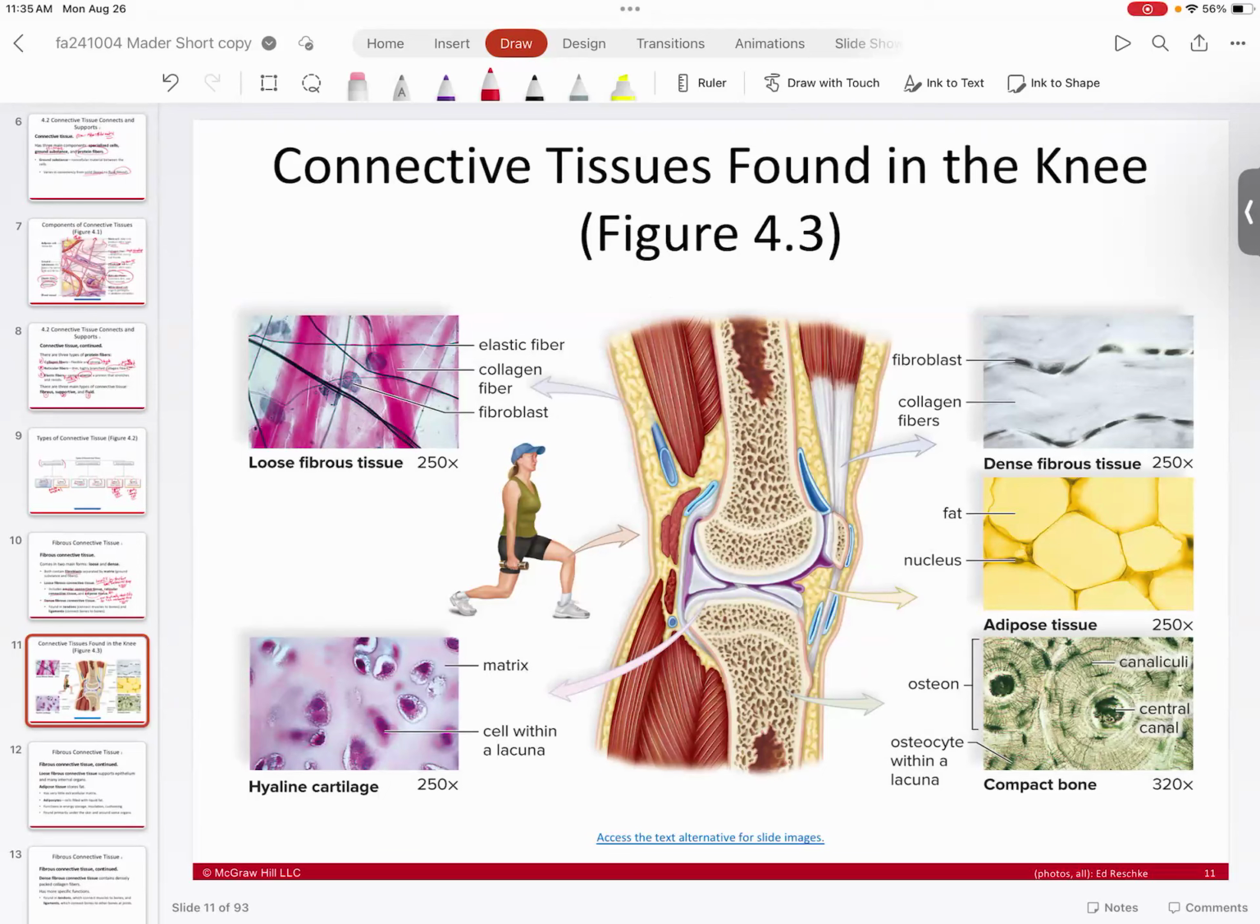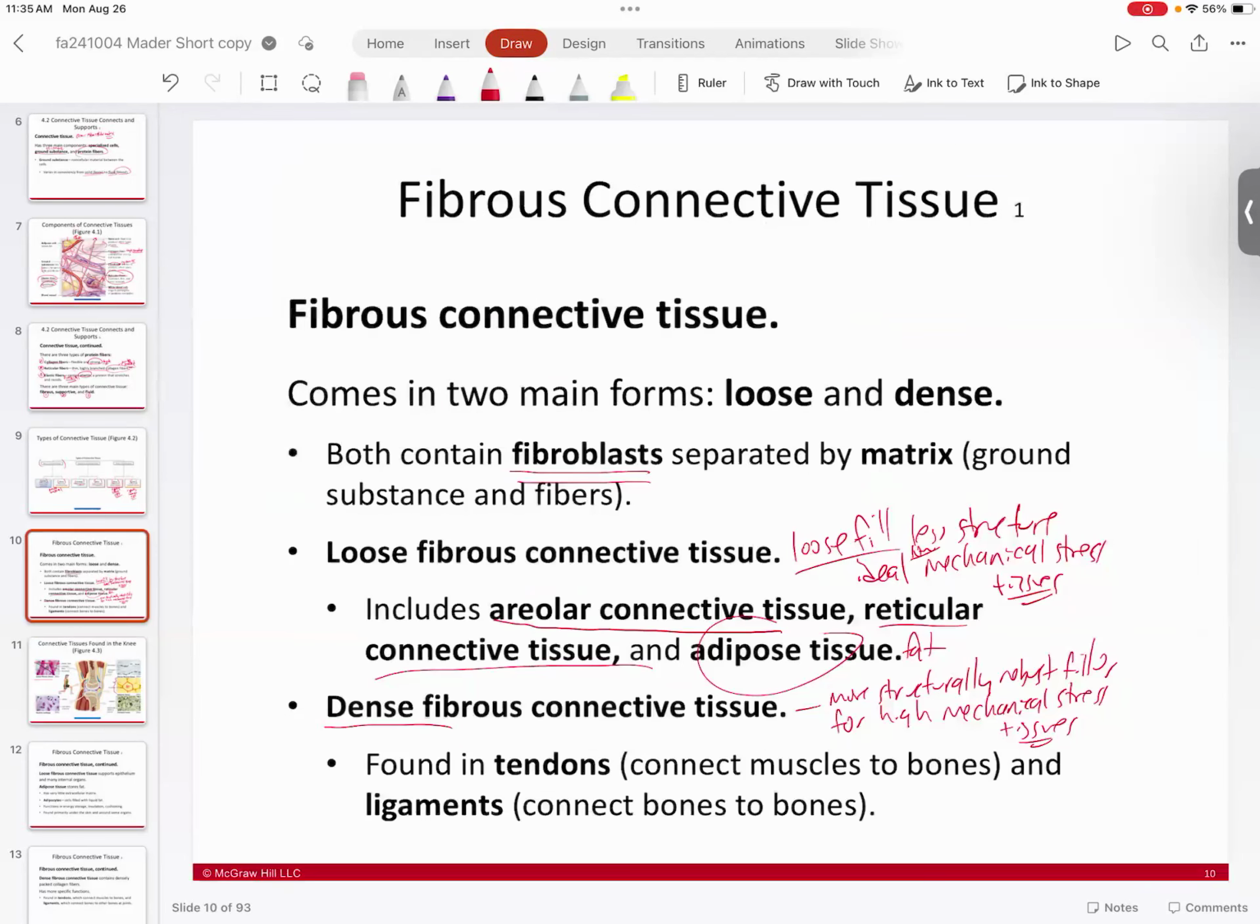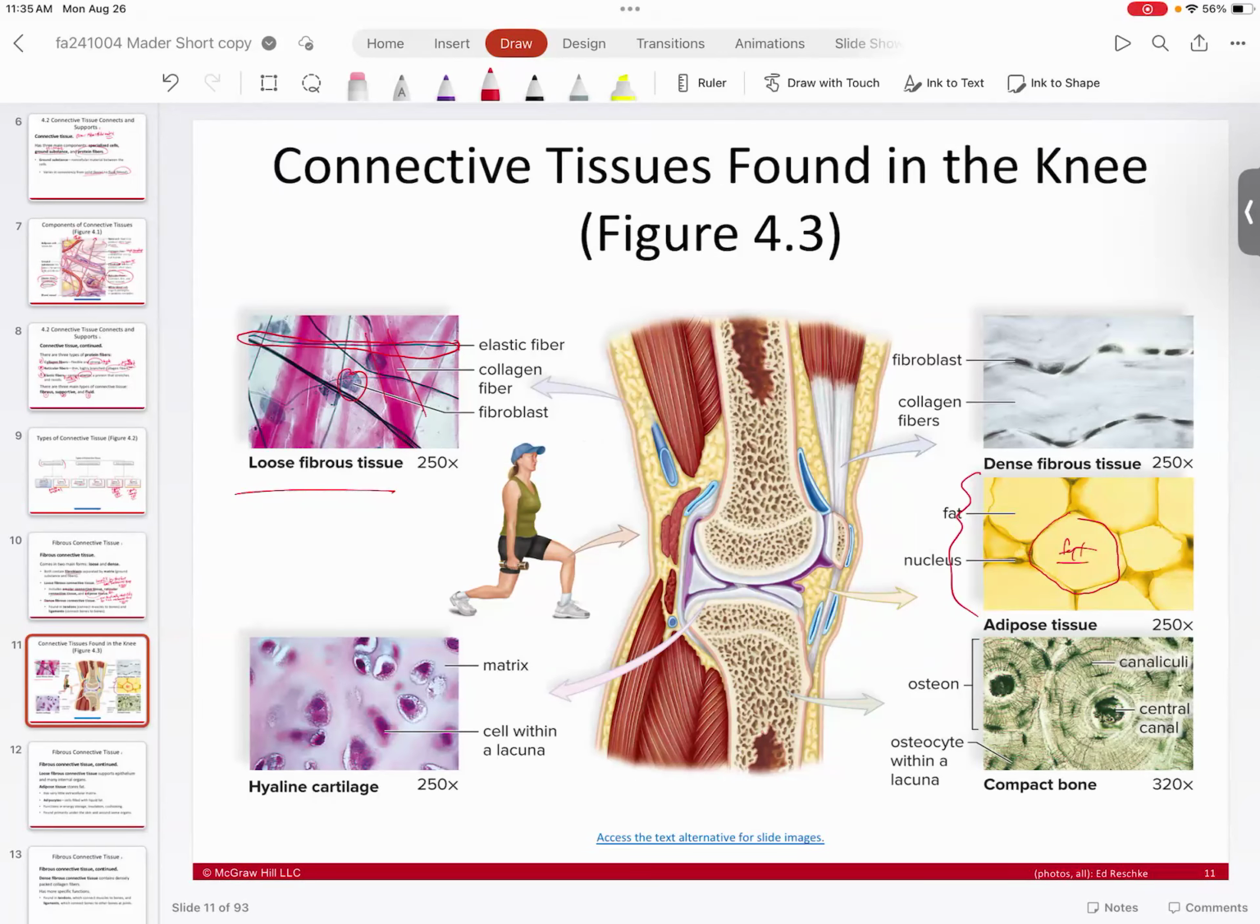So here's your loose fibrous tissue. You can see this pink collagenous cable right there, these little thin black lines, those are elastic fibers. And of course you can see the nucleus of the fibroblasts. So that gives you that kind of loose fill. This one over here is adipose tissue. So you can see the periphery of the cell membrane, and this is all fat. That's basically a drop of fat that's in there. So that's basically a type of loose fibrous tissue.